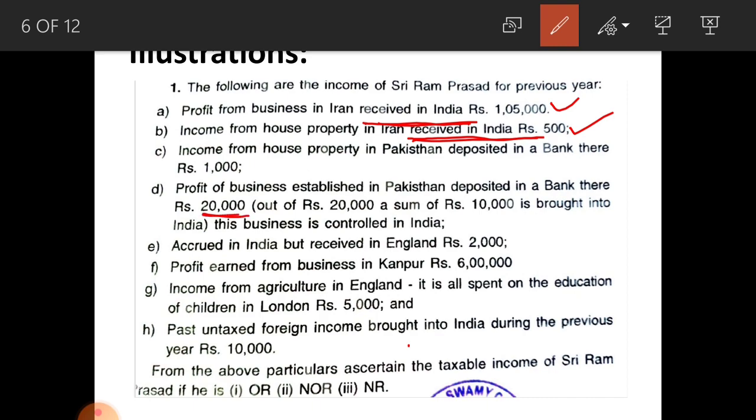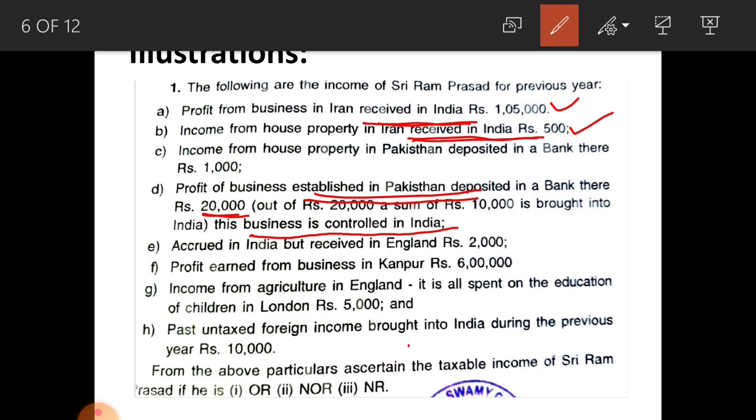But there is one more sentence, that is business is controlled in India. If this line is given in the problem, ordinary resident and not ordinarily resident must pay tax, because not ordinary residents are responsible to pay tax on the income they received on the business controlled in India. Because of that reason, ordinarily resident and not ordinarily resident must pay tax, and a non-resident need not pay tax because the business is established in Pakistan and not in India.